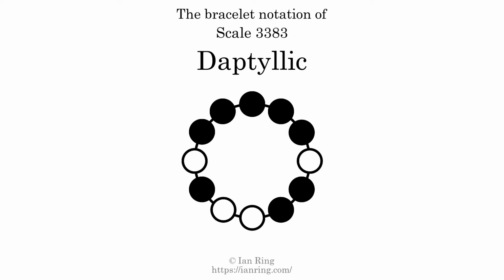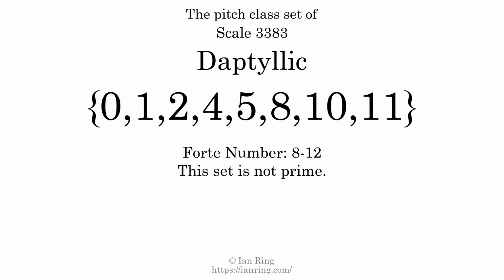This is a bracelet notation diagram of scale 3383. The shaded circles represent tones that appear in the scale, and they are read clockwise, starting at the top. The pitch class set for this scale is 0, 1, 2, 4, 5, 8, 10, 11. The prime form is 0, 1, 2, 4, 5, 8, 10, 11. This set is not prime.